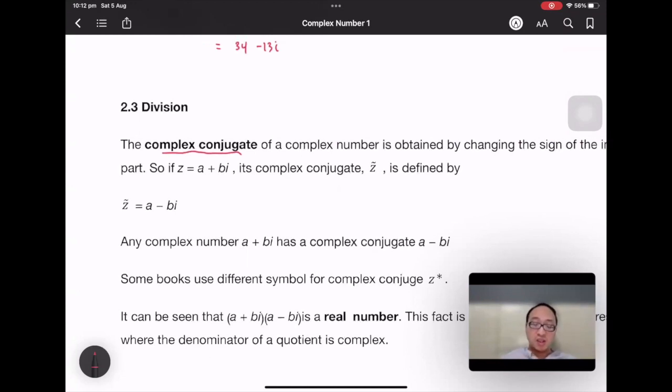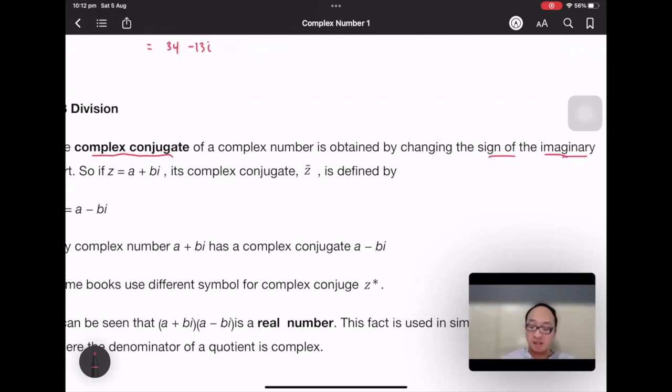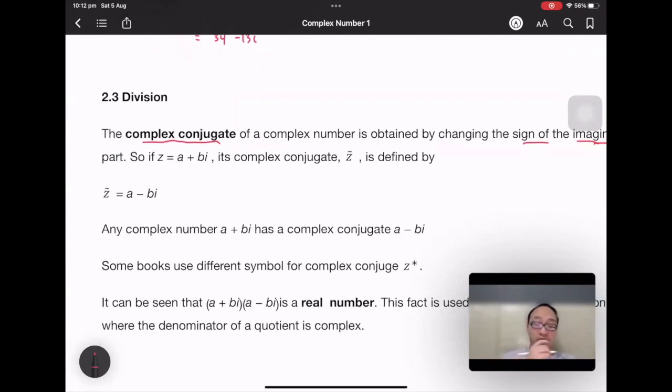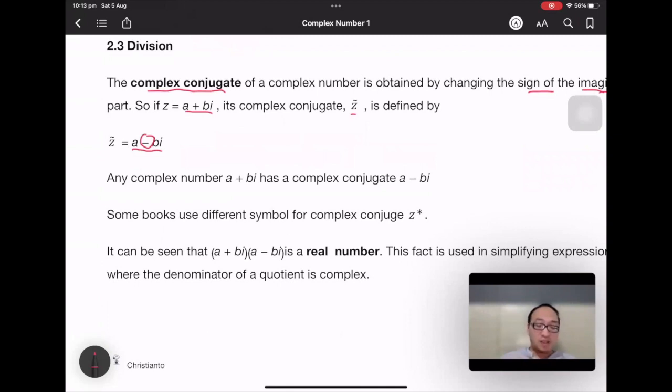So what is the complex conjugate? The complex conjugate is the complex number that has the opposite sign of the imaginary part. So if the complex number is a plus bi, the complex conjugate, the symbol is this, is a minus bi. So the difference is only the sign of the imaginary part. Any complex number a plus bi always has a complex conjugate a minus bi.